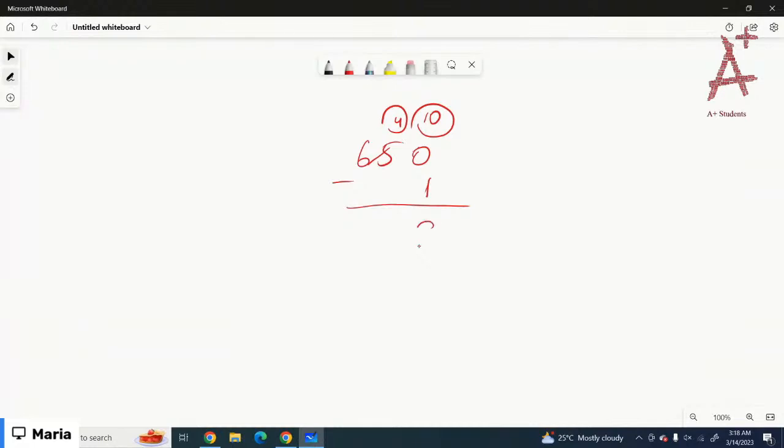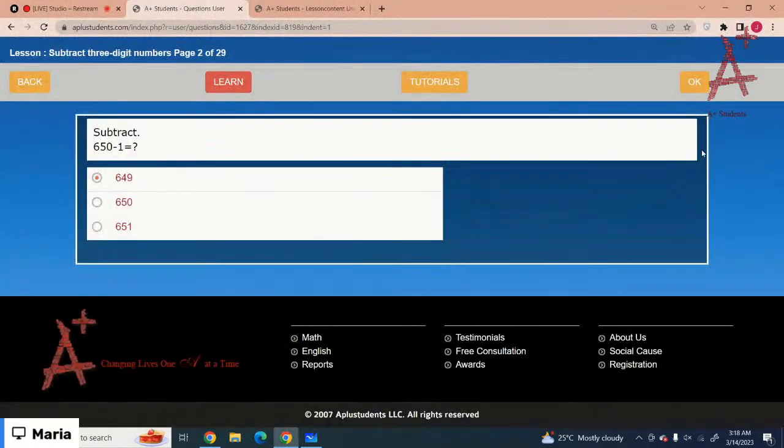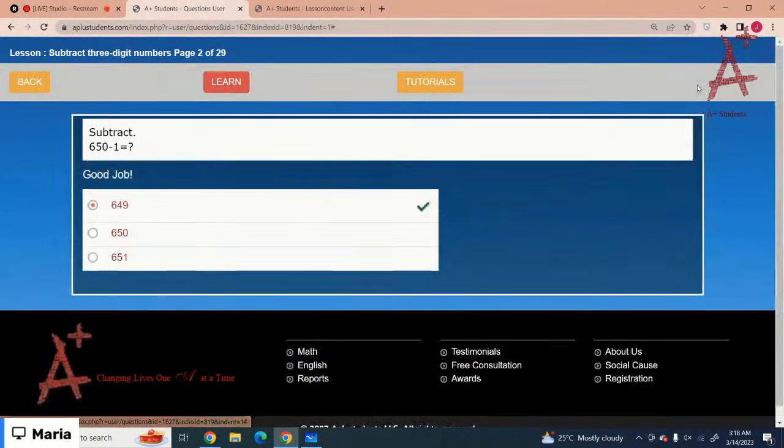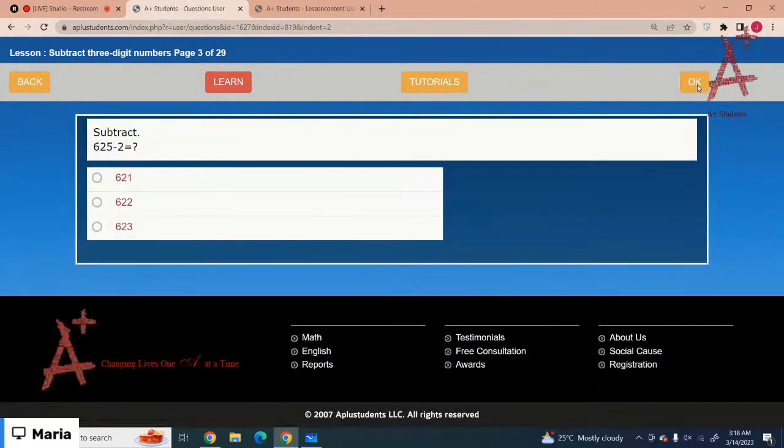9. Here you have 4 and here you have 6. That means 650 take away 1 equals 649. Got it? So the correct option is 649. Just select the correct option and click on the OK button. Okay, the next one is 625 minus 2.